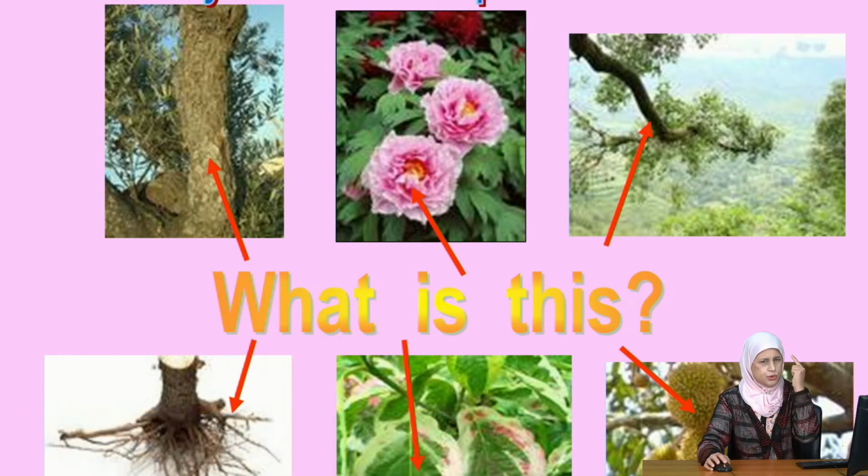Now we go to the next one. Teacher will count three. I give you some time to think and answer me. 1, 2, 3, what is this? Leaf. Very good job. Next one, I will give you one second, we count three, you think and answer. 1, 2, 3, what is this? Fruits. Yes, very good. Trunk, flower, branch, roots, leaf.